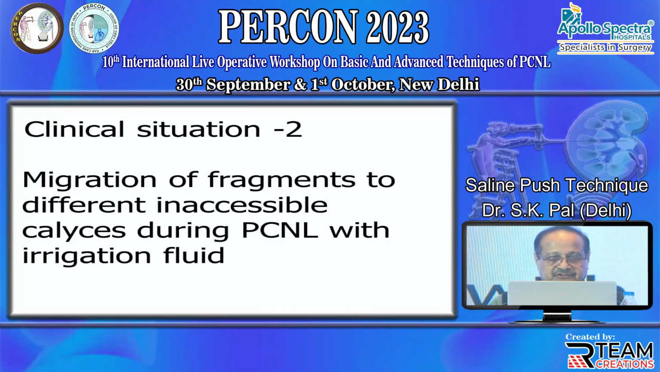Another clinical situation 2 is when you are operating, doing PCNL, some fragments will move out to different inaccessible calyces which cannot be seen in the same track. So what to do in these situations?